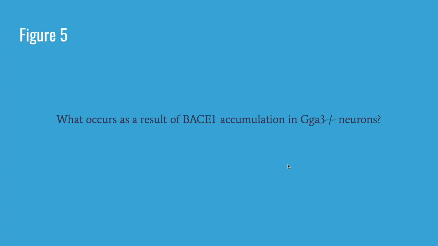Alrighty, hi everyone, my name is Emily, and I'm just going to be moving right along into the next figure of our paper. So the question they were asking for figure 5 is, what occurs as a result of BACE1 accumulation in the GGA3 deletion neurons?